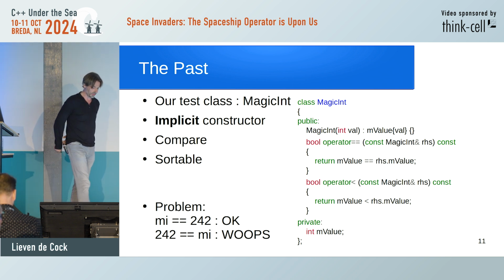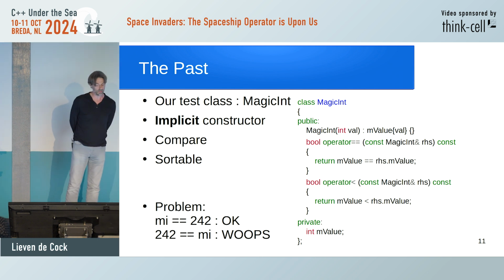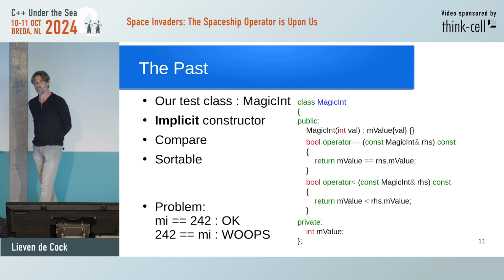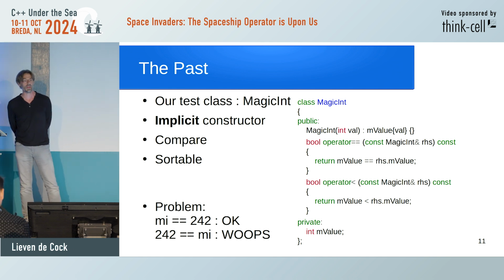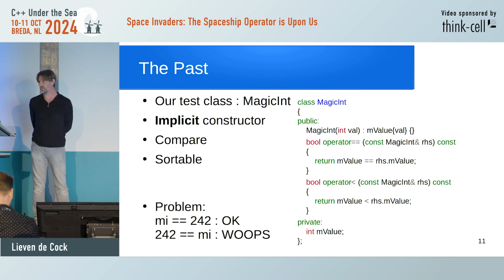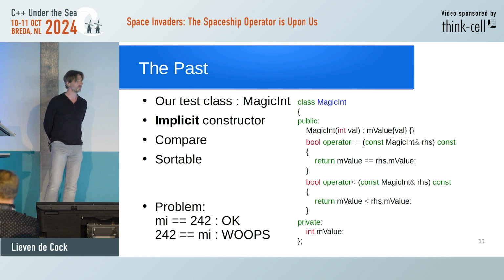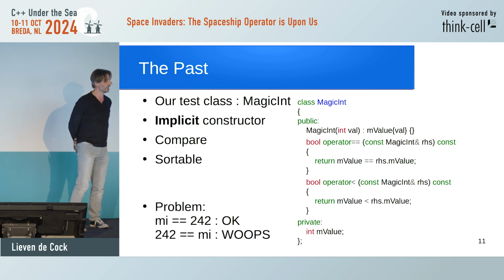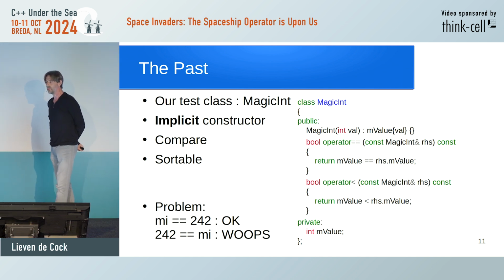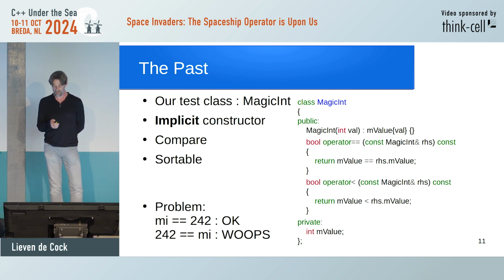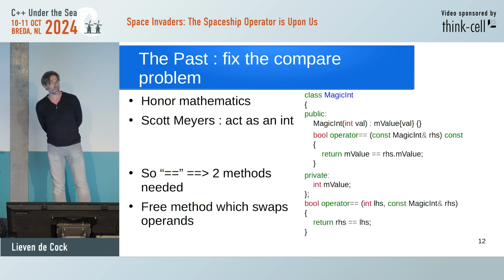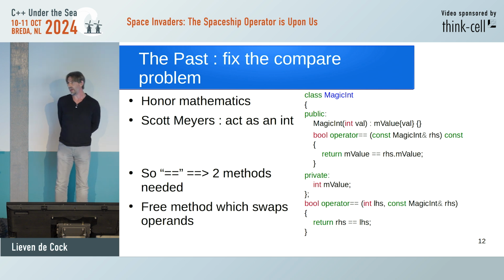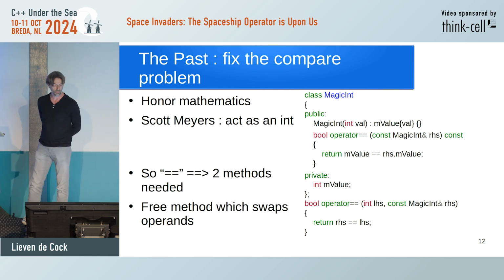Well, if I have my MagicInt and I compare it to the magic number 242, this works. However, mathematics, it should also be comparable the other way around. It does not. It seems there was a design flaw in the C++ language. The integer type did not get an operator that could compare to my MagicInt. What a design mistake. So how do we solve that? Under mathematics, as was already mentioned, act as an int, a good advice from Scott Meyers.